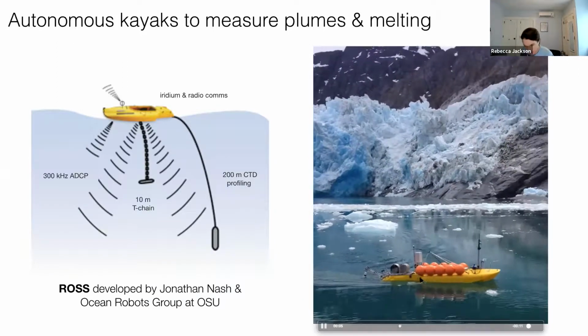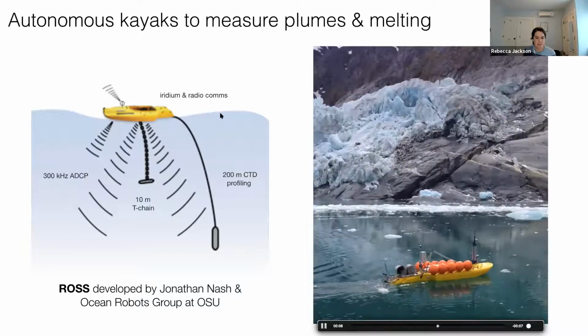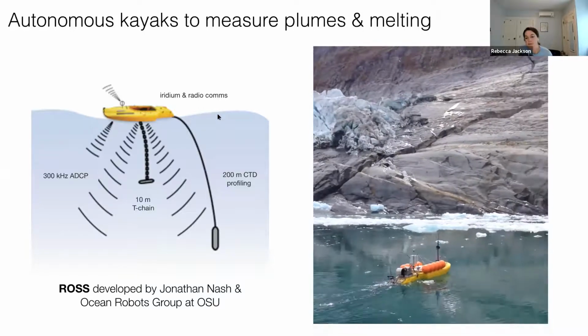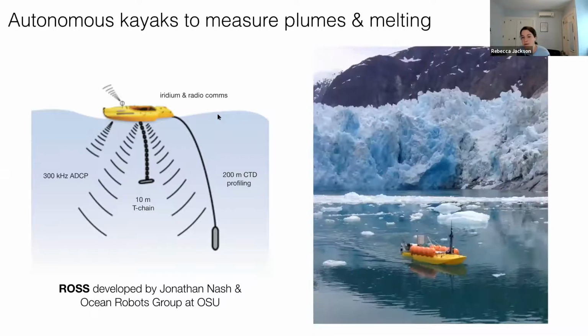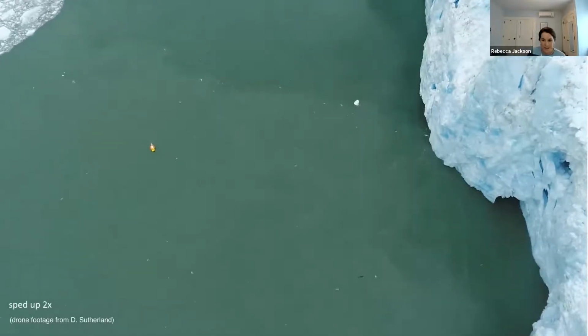We put an ADCP to measure ocean velocity and a CTD to measure water properties from the surface down to the bottom. And we send them up to the glacier while we stay back in the ship at a safe distance. And so you can see here the kayak surveying in front of the glacier.